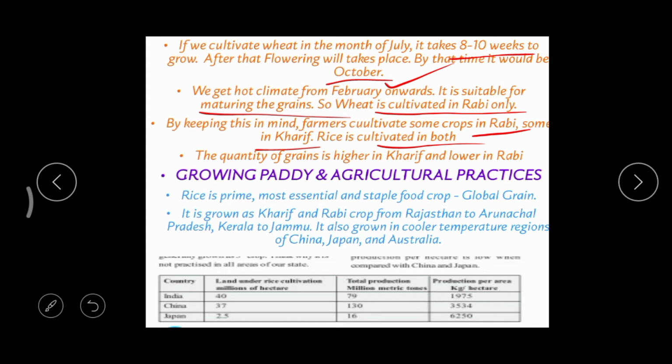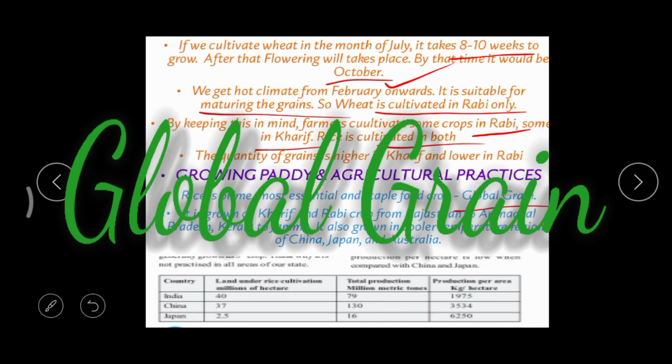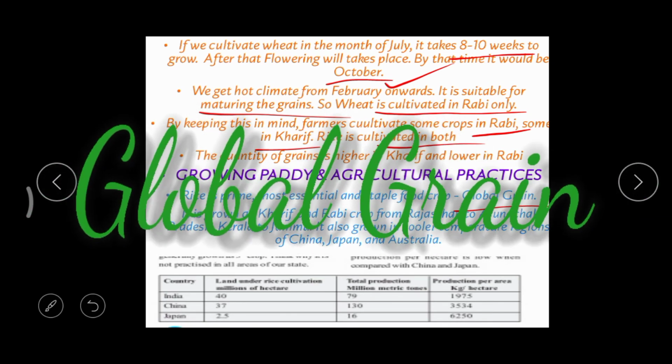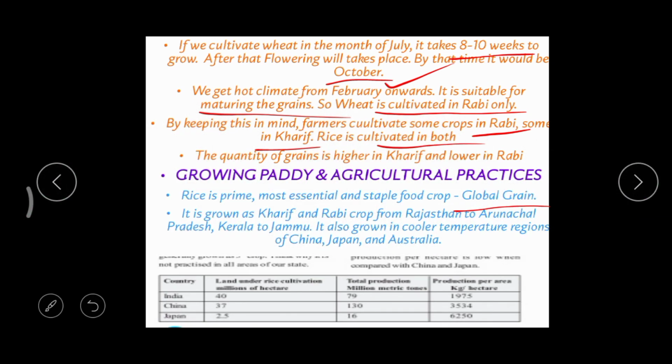Not only in our country, but throughout the globe, it is a very, very important food item. That's why rice can otherwise be called a global grain. Global means what? Worldwide grain, right? So the grain that is used throughout the globe is rice. That's why we can call this a global grain, and it is grown as a Kharif crop and also as a Rabi crop.